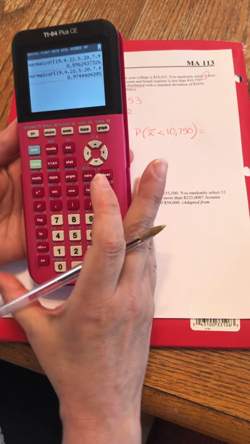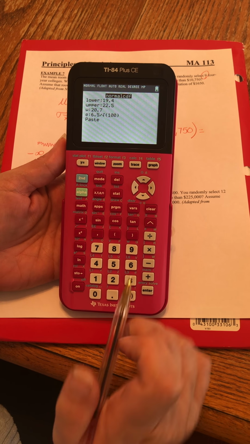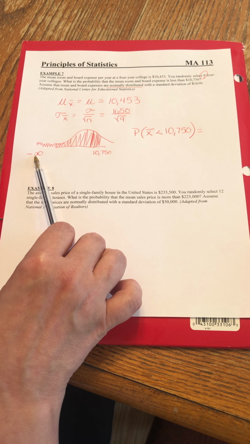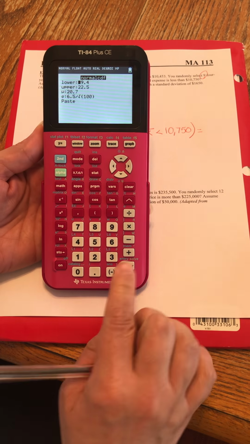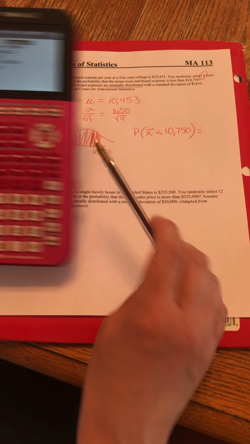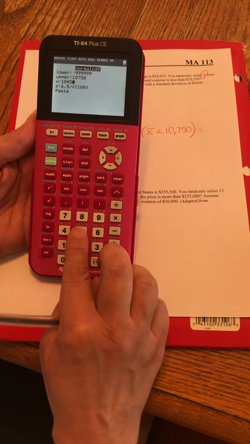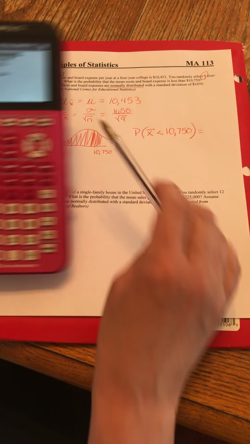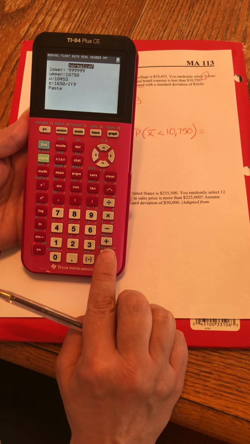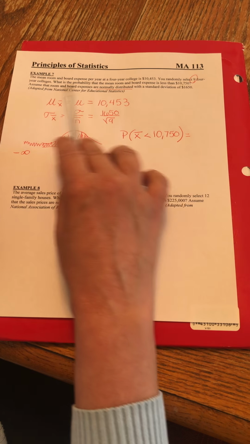Pick up your calculator. We're going to go to normal CDF. So second DISTR, number 2. My lower bound, the lower number, is negative infinity. But in 5.1, we learned we couldn't type in negative infinity. We typed in negative 999,999. The upper is 10,750. My mean is 10,453. And my standard deviation is 1650 divided by the square root of 9. Hit paste, hit enter, and you should get, what is the probability?